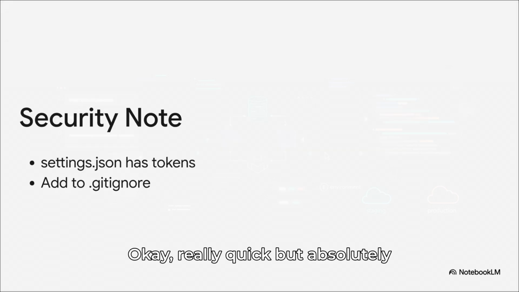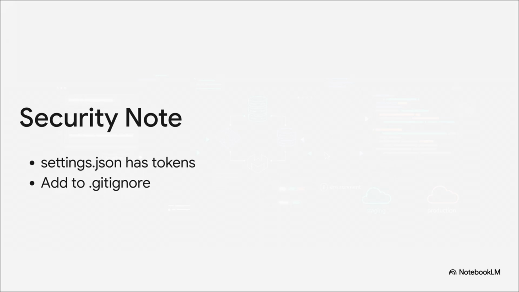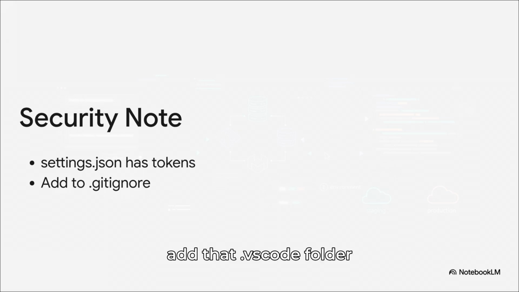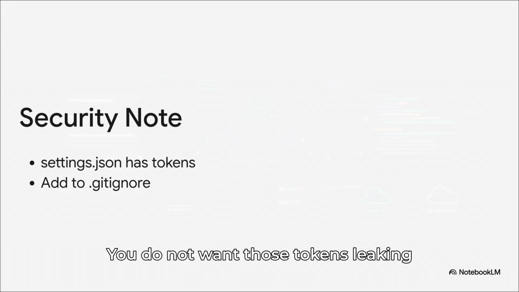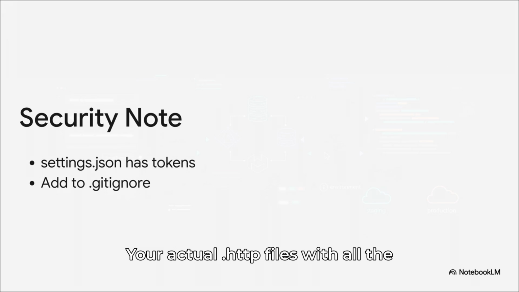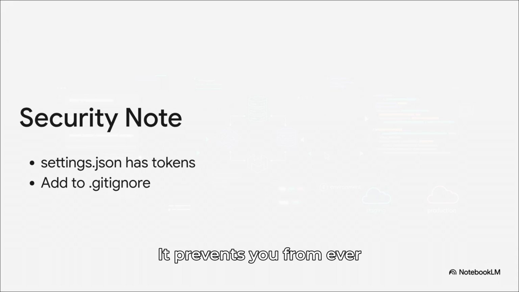Okay, really quick but absolutely vital security note here. Because your settings file is now holding those environment secrets, you must add that .vscode folder to your .gitignore file. You do not want those tokens leaking into a public repository. Your actual .http files with all the request structures, those are perfectly safe and actually highly recommended to commit so your team can share them. But the passwords, client secrets, and environment variables stay safe and sound in your local ignored settings file. It prevents you from ever accidentally pushing credentials to GitHub.